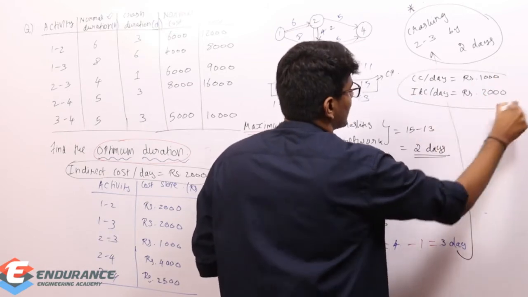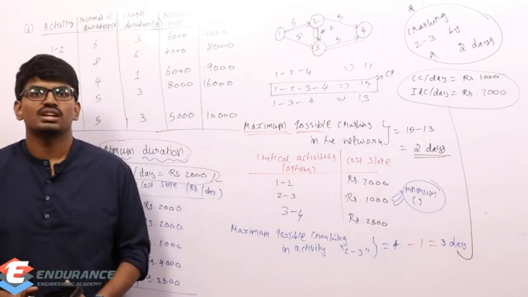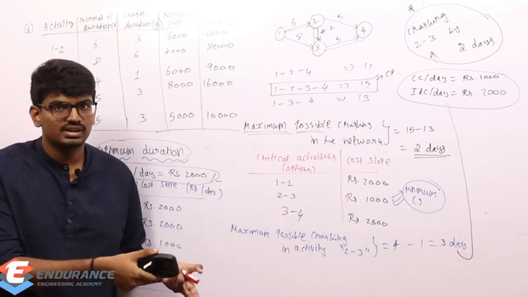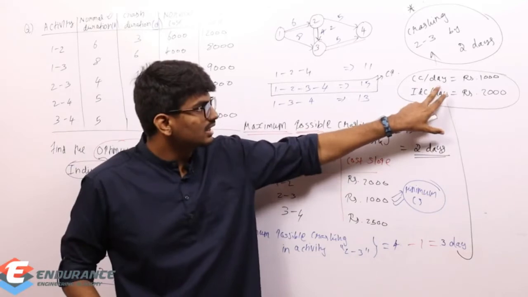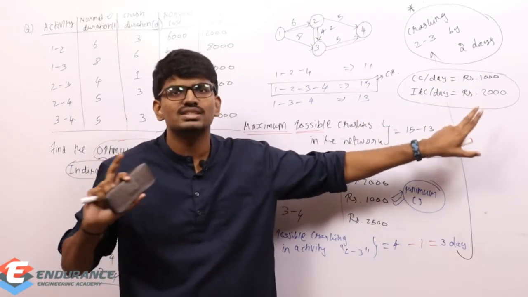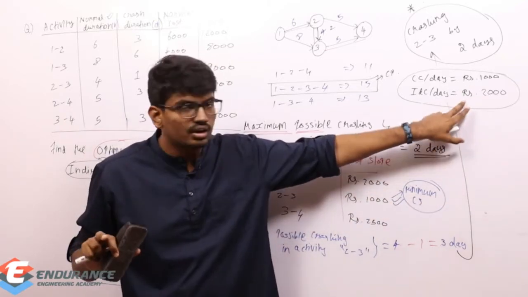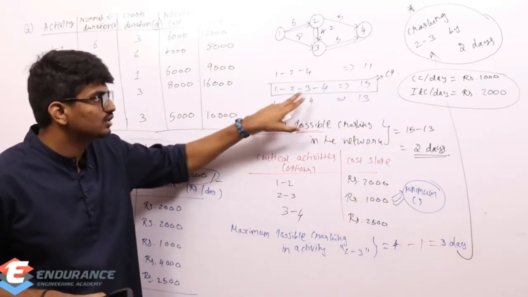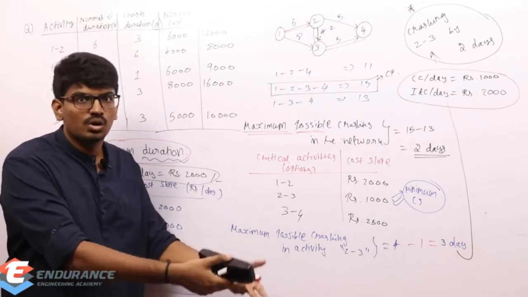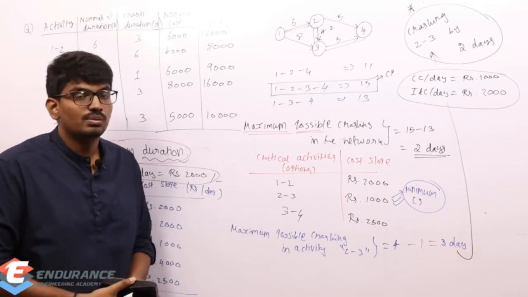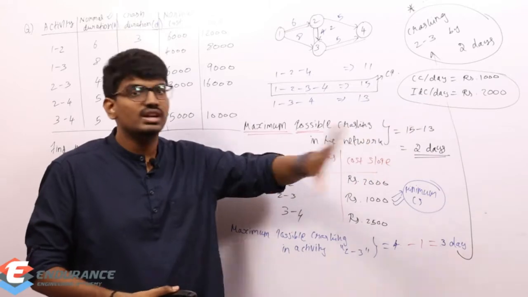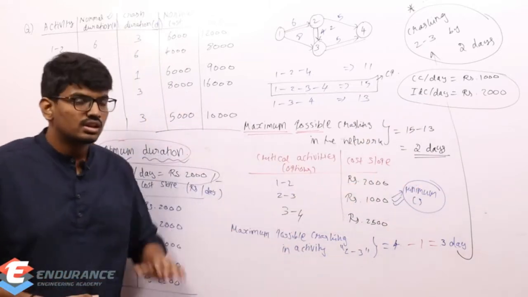And can I crash it? Is it economical? When will it be economical? If my crashing cost per day is less than indirect cost per day, it is economical. Here crashing cost per day is 1000, indirect cost per day is 2000, so it is economical, not at all an issue. So obviously I can crash this 2 to 3 by 2 days. After crashing, I need to draw the modified network diagram. But make sure that your crashing is economical. If your crashing is not economical, you should not crash it. So very simple.